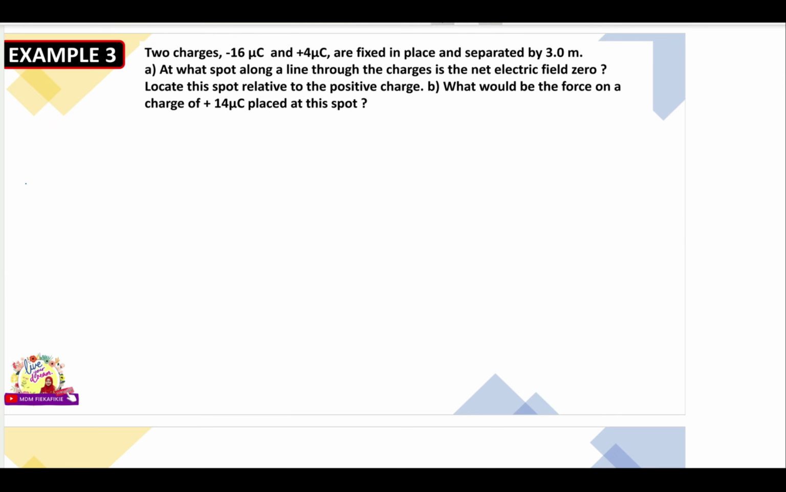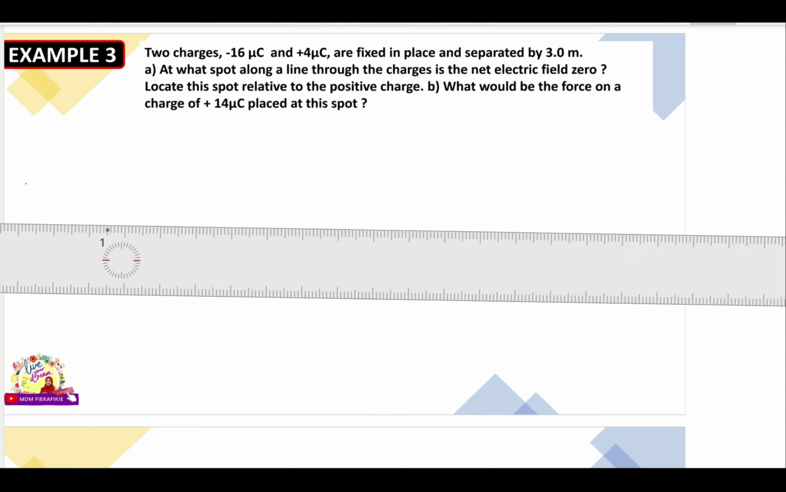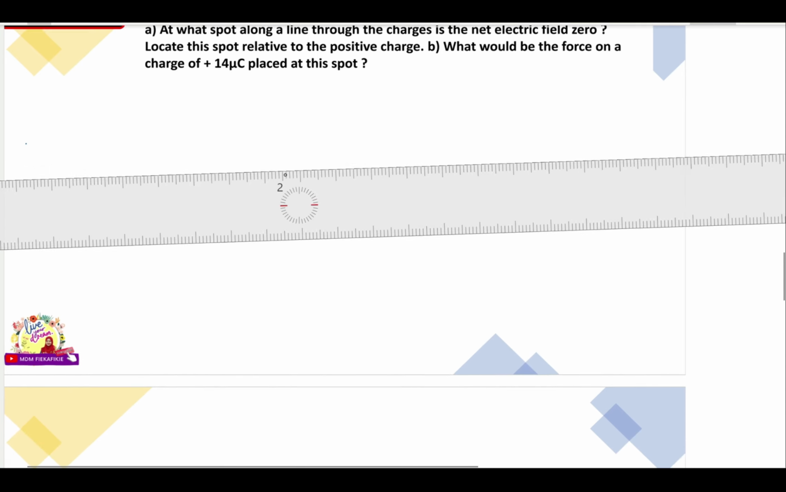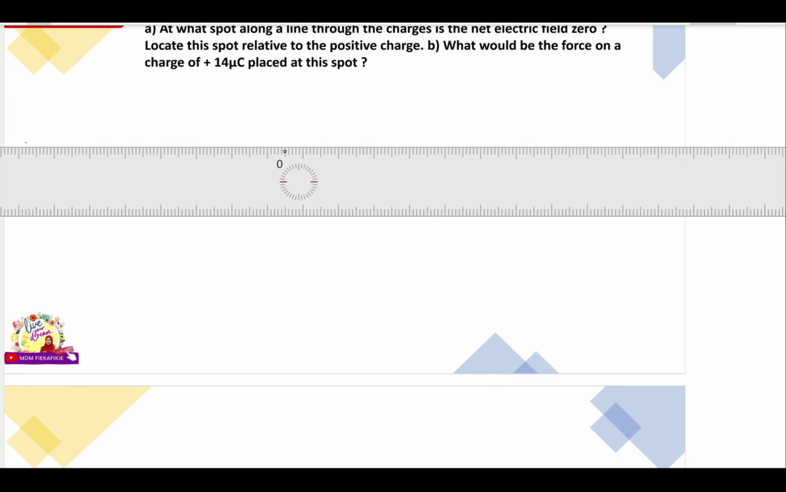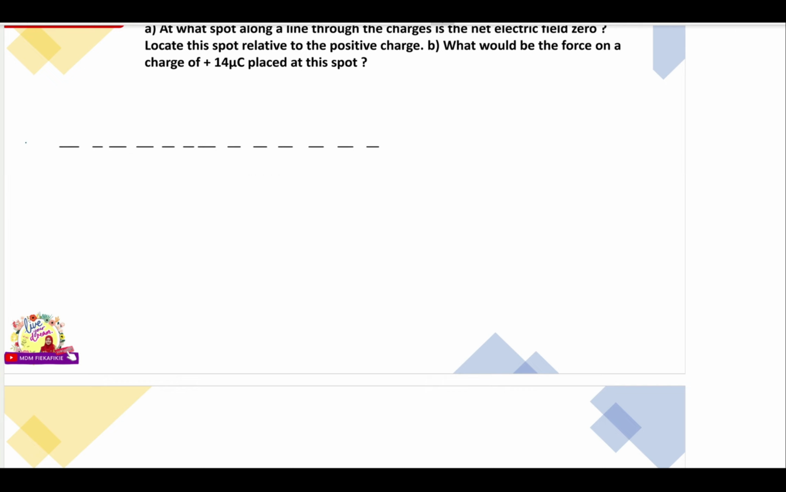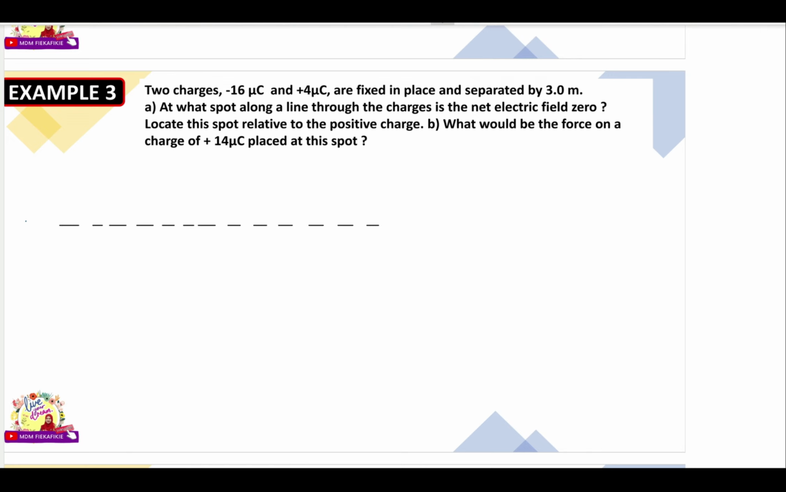So kita lukis dulu. Let's try to use the ruler. Alright, so this is the line, the line that joining the positive and negative charge. Alright, and then let's say we have here is Q1. Okay, so negative Q1 here, and then we have another one Q2 here, positive.